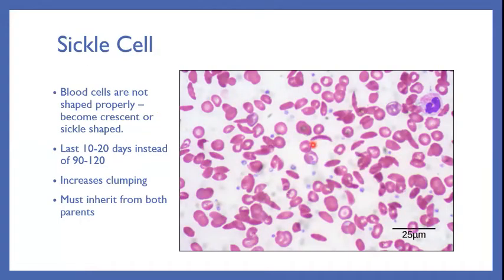It causes the blood cells to not be shaped properly. They become crescent-shaped or sickle-shaped instead of round. Because of this shape, they deteriorate much faster. They may only last 10 to 20 days instead of 90 to 120. It increases the amount of clumping that can happen in the blood as these red blood cells kind of stick together. And you have to inherit this change in the amino acids from both parents for it to be full-blown sickle cell anemia. But when it does, it's very severe.